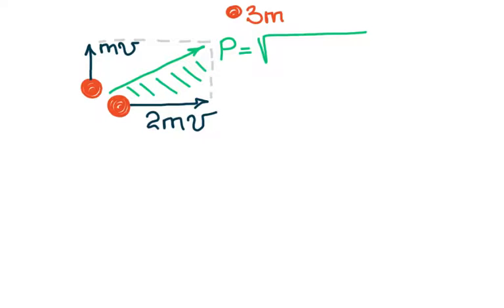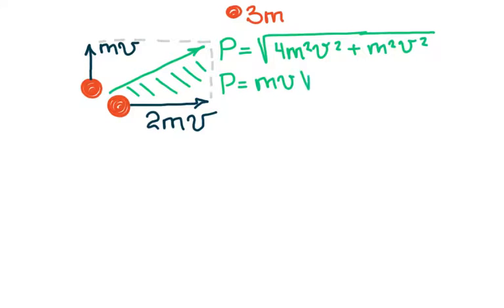Pythagorean theorem. So momentum is my hypotenuse and equals the square root of the square of the first one, which is 4 m squared v squared, plus the square of the second one, which is m squared v squared. So the strength of the resultant momentum between these two is equal to mv square root of 5.